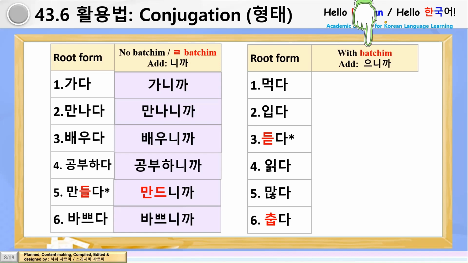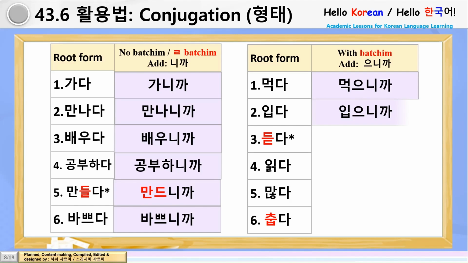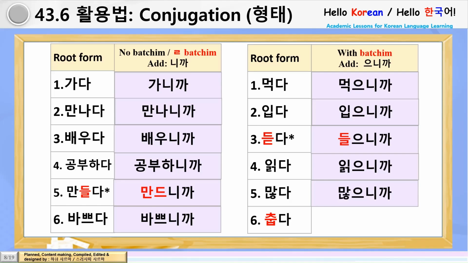With pachim, see number 1, mokta. Mokta will be magunika. Number 2, ibunika. Number 3, again ditta, irregular conjugation. Please tell me. Idunika, or ne, majayo. Durunika. Number 4, ikta will be ilgunika. Number 5, mantha will be manunika. Number 6, chupta will be chuunika.